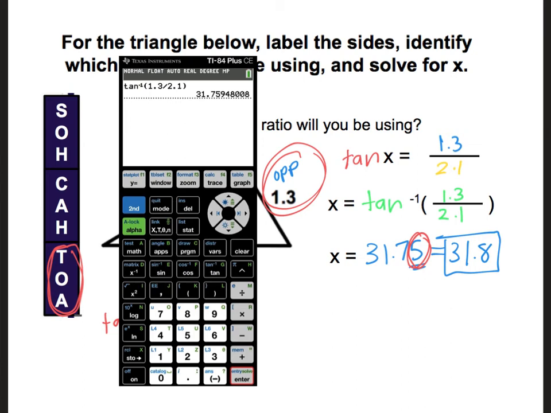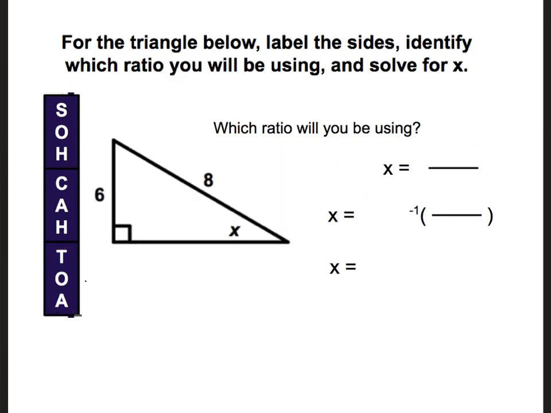All right, we have one final example for you. We're going to start again by labeling our sides. Here's my angle X, and across from it is 6, so that's going to be my opposite side. And then across from my right angle, we have 8, which is our hypotenuse, and our last side is going to be adjacent.